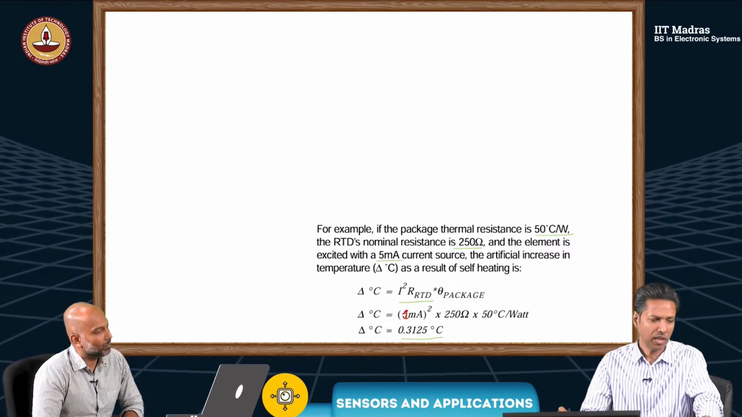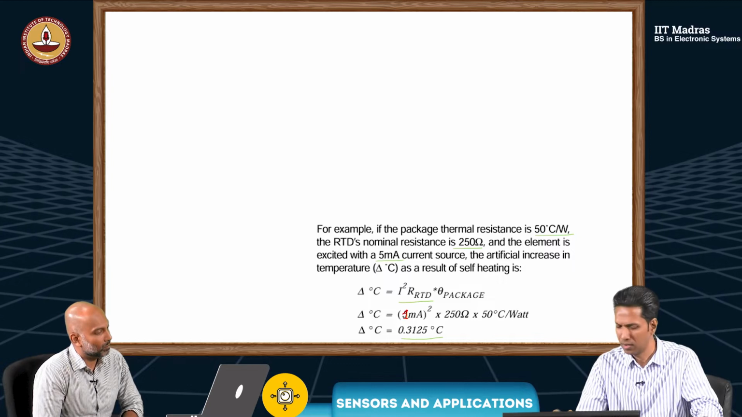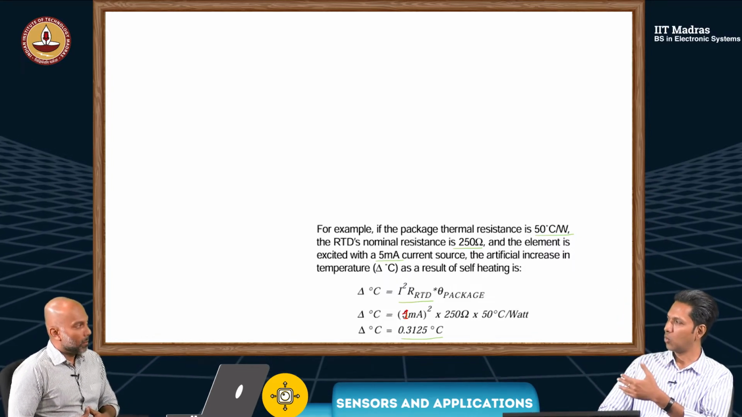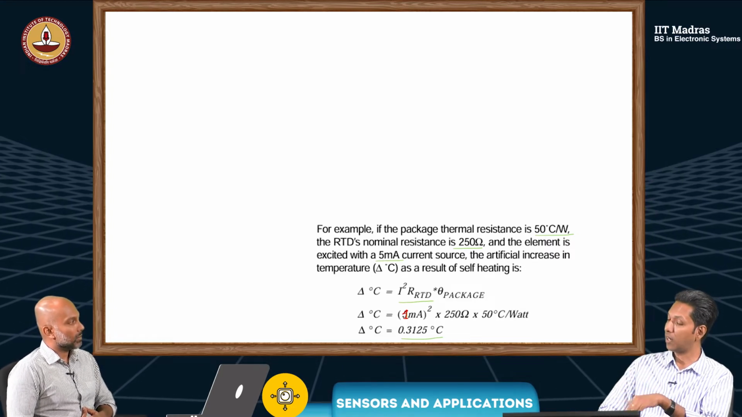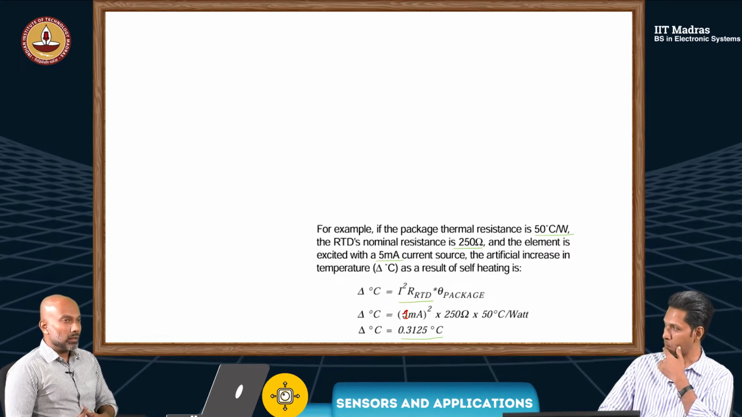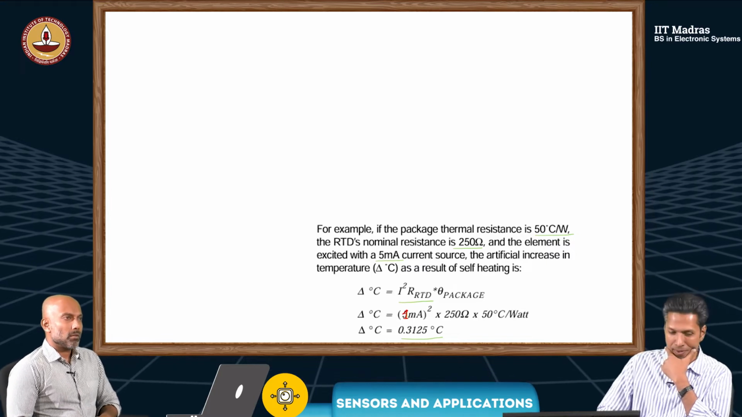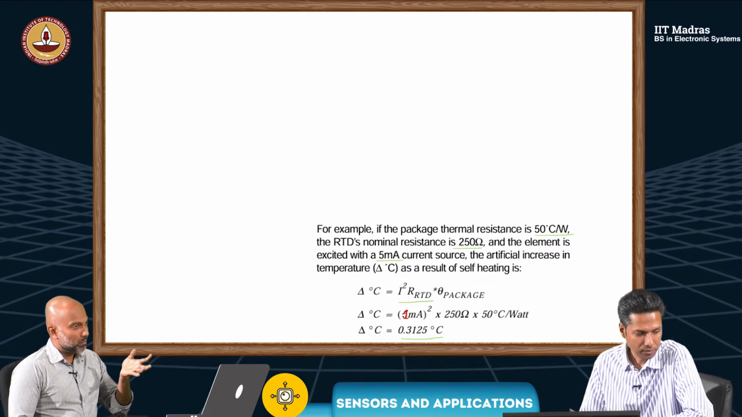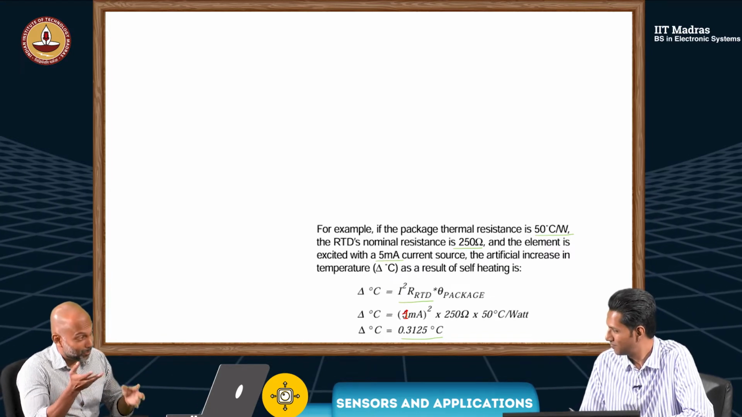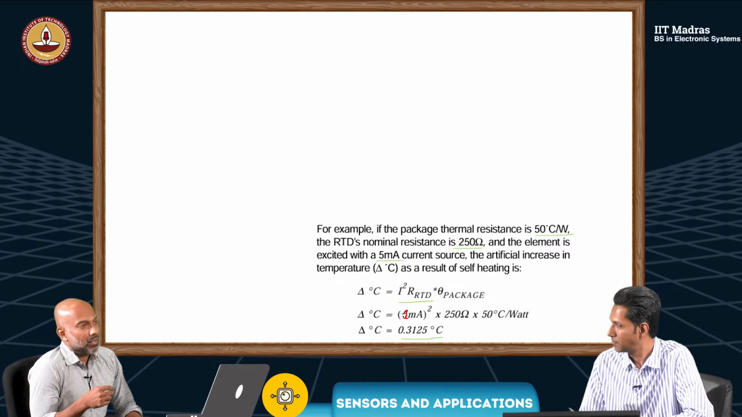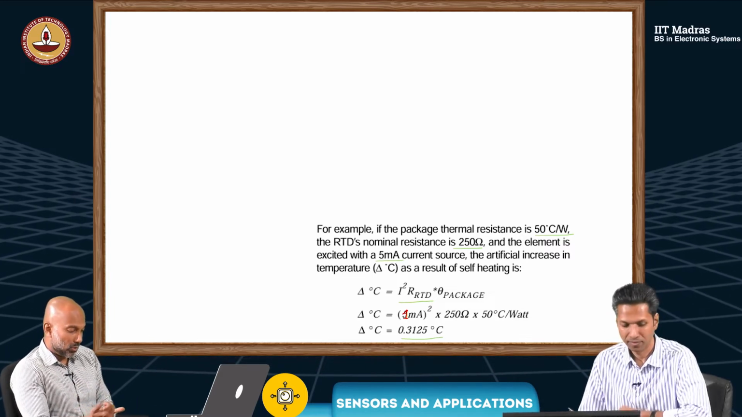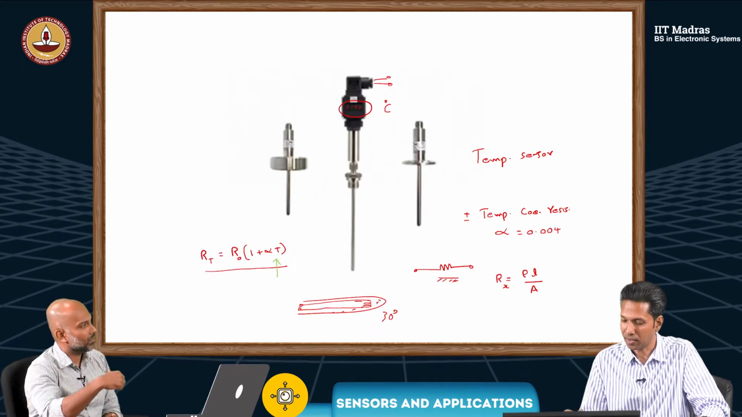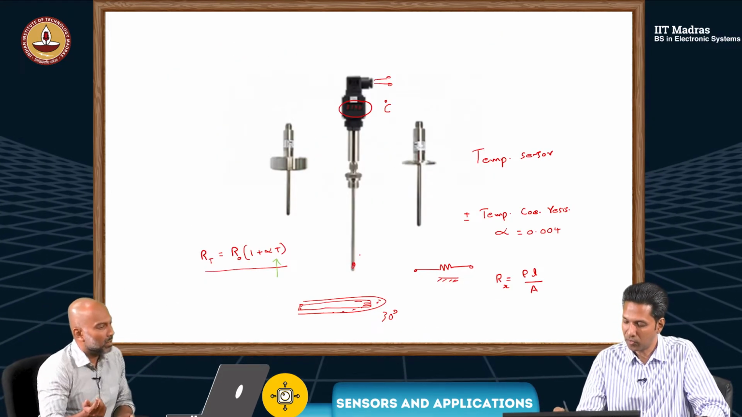Now, the self-heating is one of the problems. What else do you think will be the other source of error? I'm thinking about the finished product that you showed in the first slide. I saw some wires coming out of it, right? Some leads. Correct. The sensing element will be somewhere here.